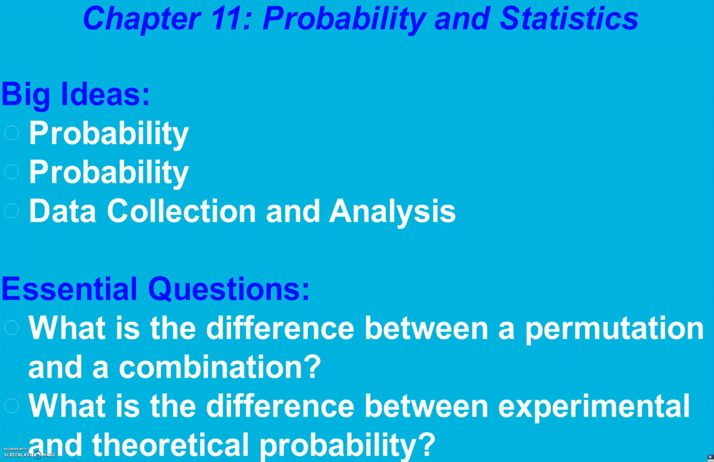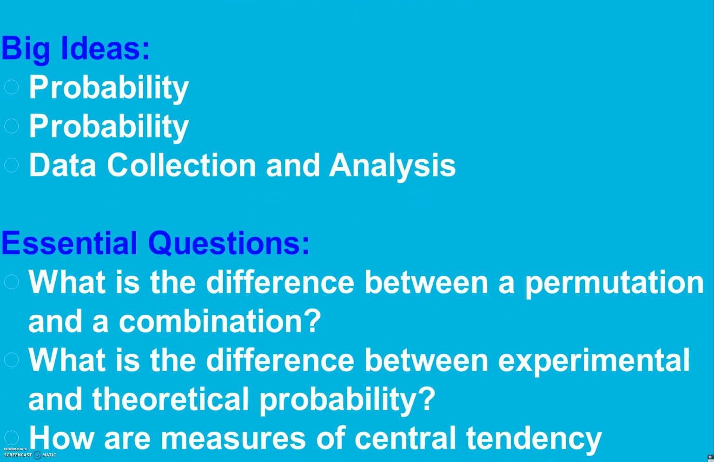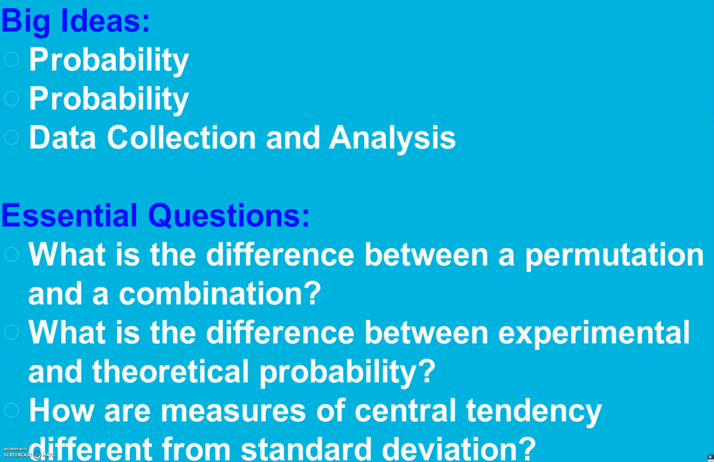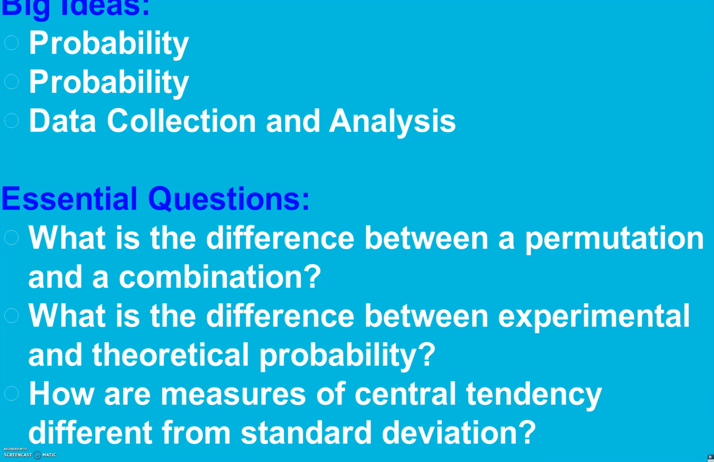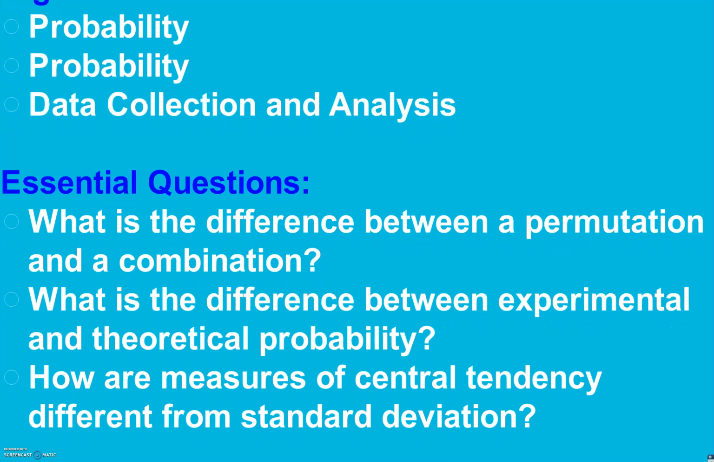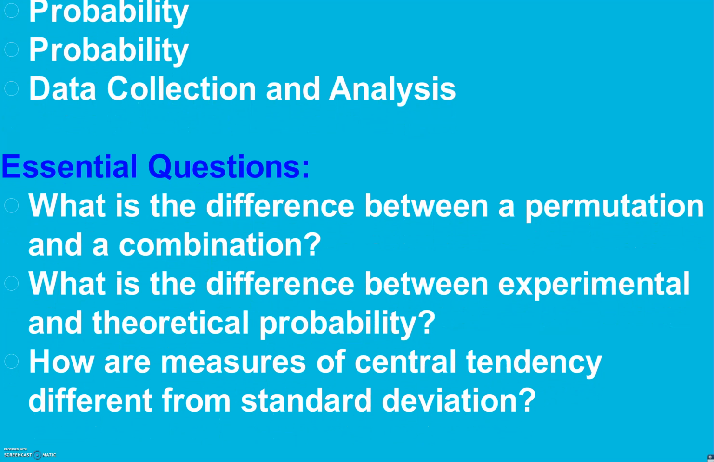Chapter 11 is probability and statistics. Big ideas here have to do with probability and data collection and analysis. The first thing with probability is, what is the difference between a permutation and a combination? The second thing having to do with probability, what is the difference between experimental and theoretical probability? And the last one has to do with data collection and analysis.